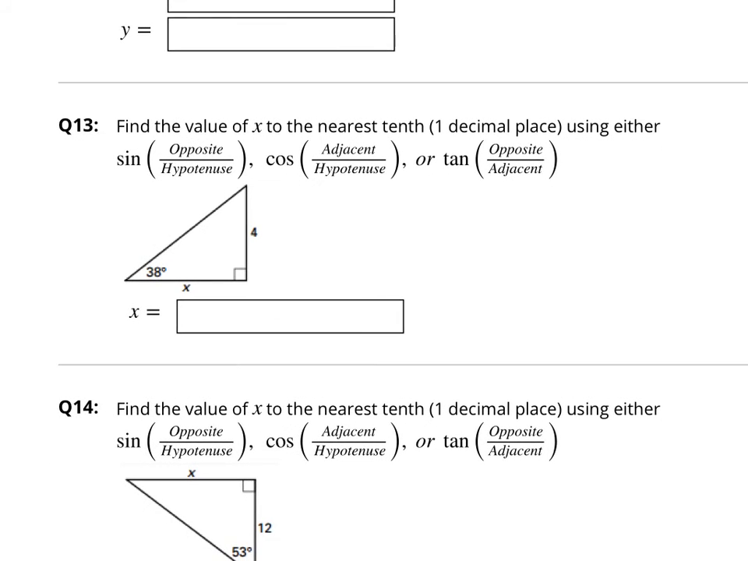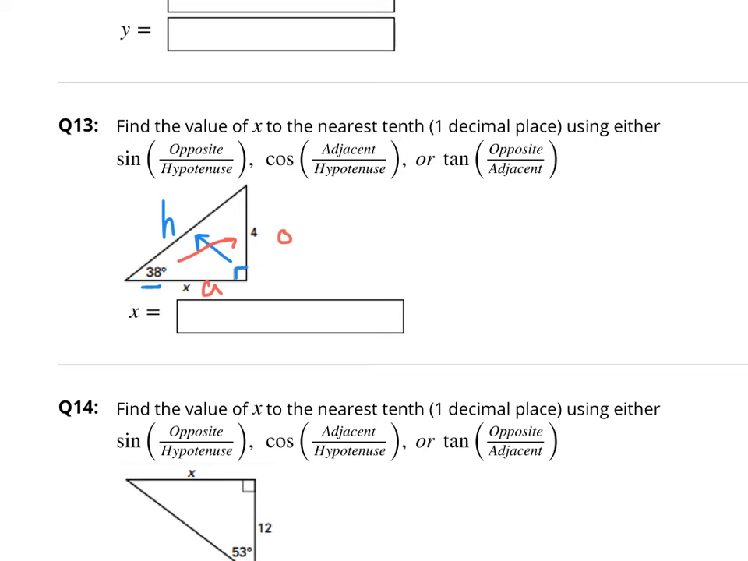13, we got to use our trig function here. Make sure we always label our sides first. So here's your 90-degree angle. It's pointing to the hypotenuse. We're going to use angle 38. That's our reference. So as you look across, this would be your opposite. This would be your adjacent.